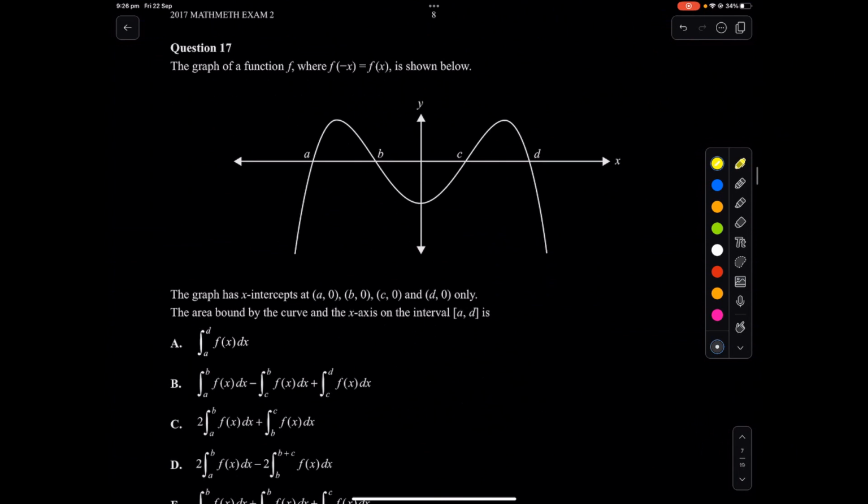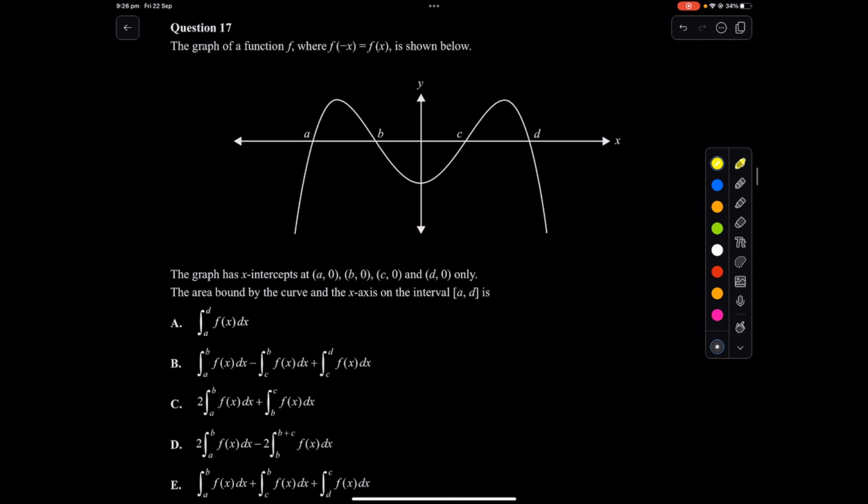Perfect. The graph of a function where f of negative x is equal to f of x is shown below. The graph has x-intercepts at a, b, c, and d. The area bounded by the curve and the x-axis over the interval a to d is what? Okay, let's look at the first one. A to d, nope, no way. It's a to b, so it's saying the area a to b. Okay, that's positive, perfect.